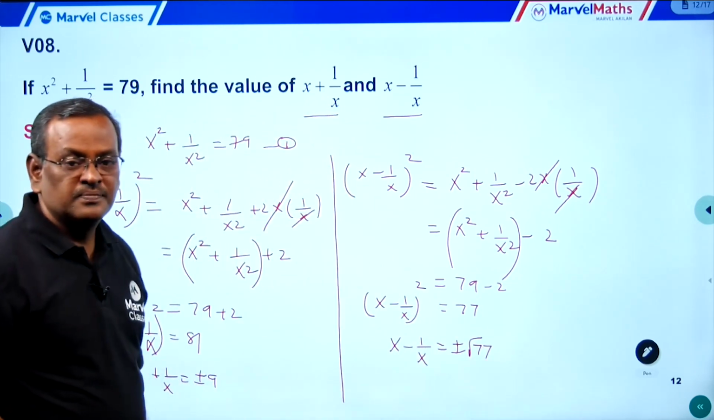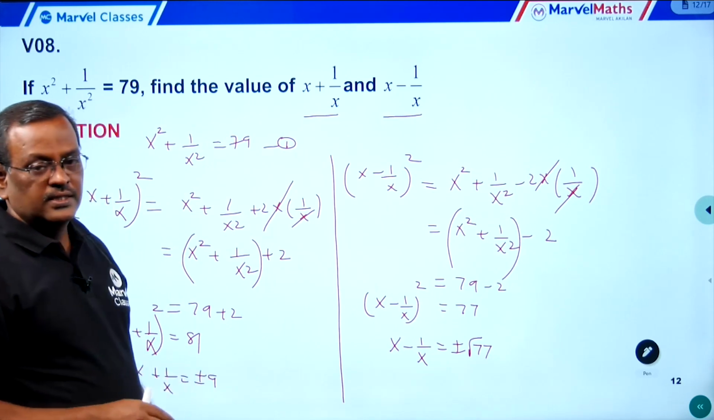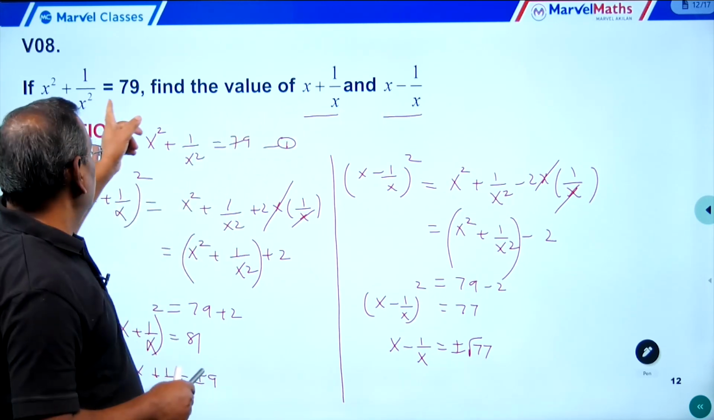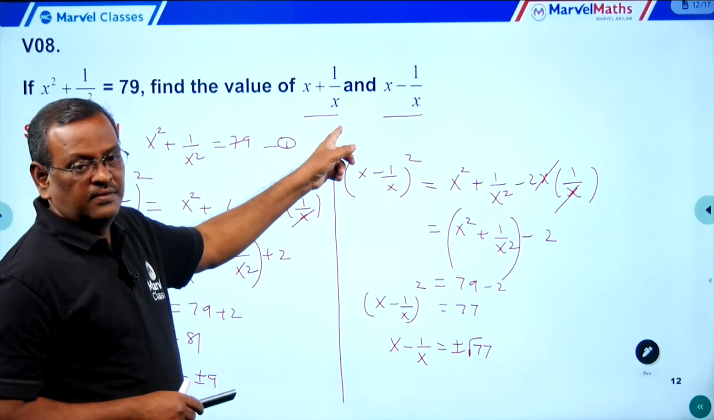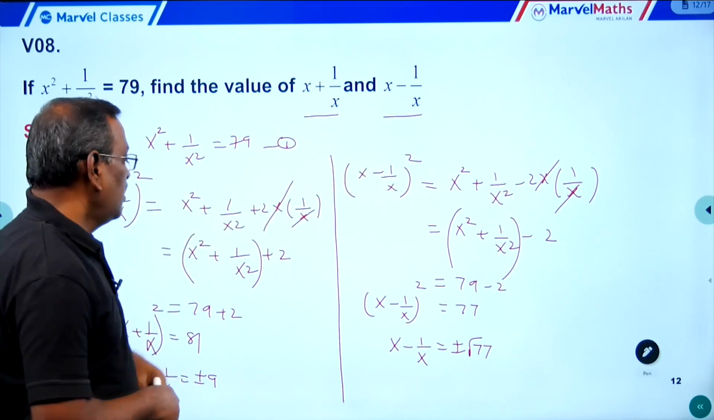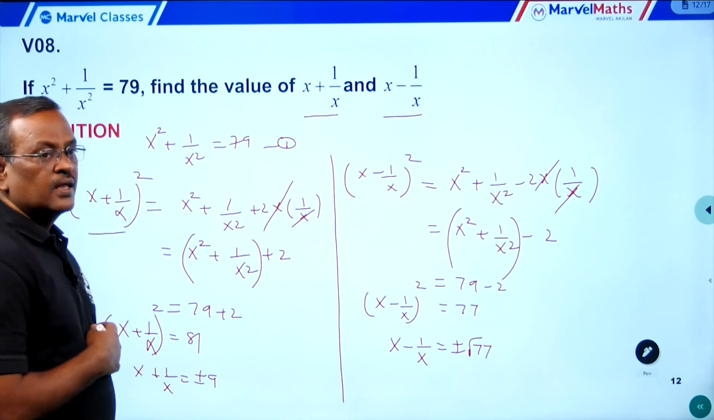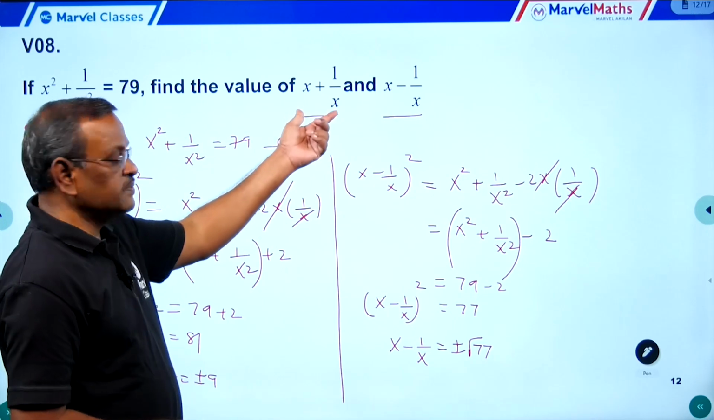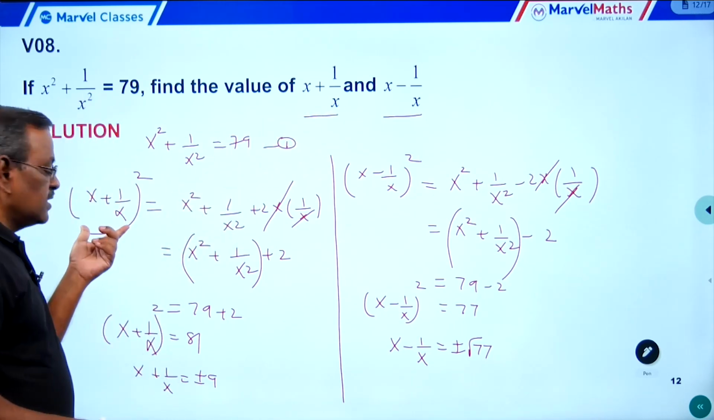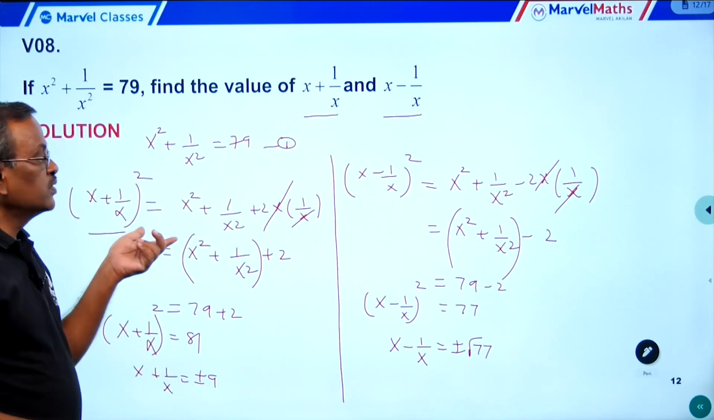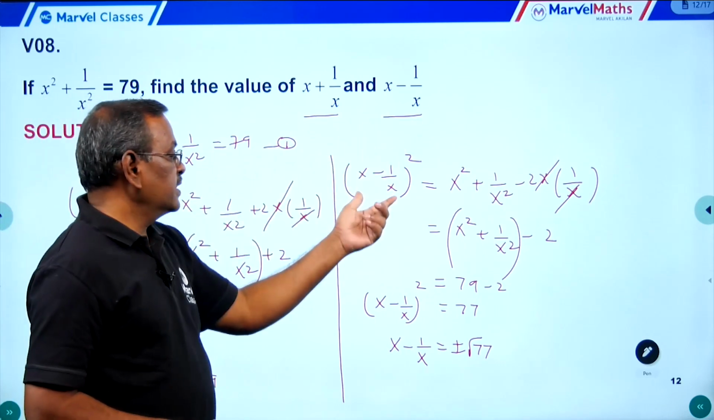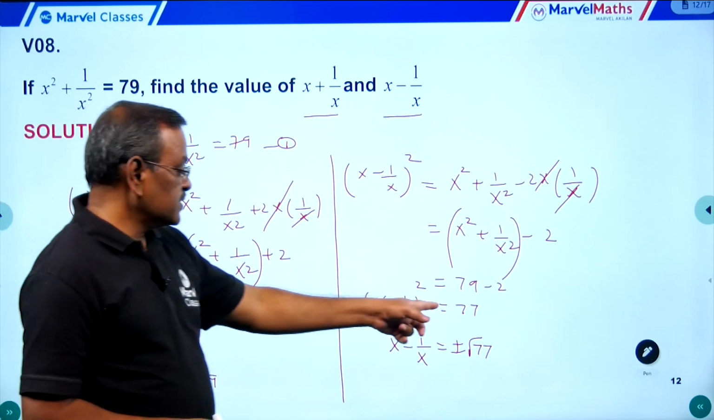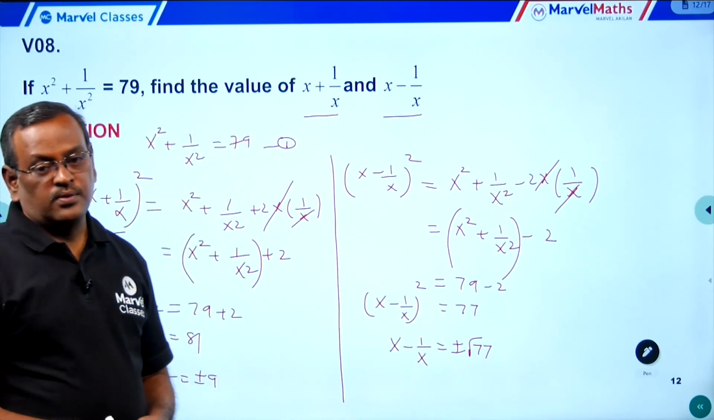That's all. Very important: in the exam, you will forget the first step. Whenever the given data is second degree and you want to find the first degree with positive or negative sign, always consider the second degree of the required expression. The required expression is x plus 1 by x, so you have to consider (x plus 1 by x) the whole square, whereas for x minus 1 by x, consider (x minus 1 by x) the whole square. Because it is not a perfect square number, we leave it as a square root.